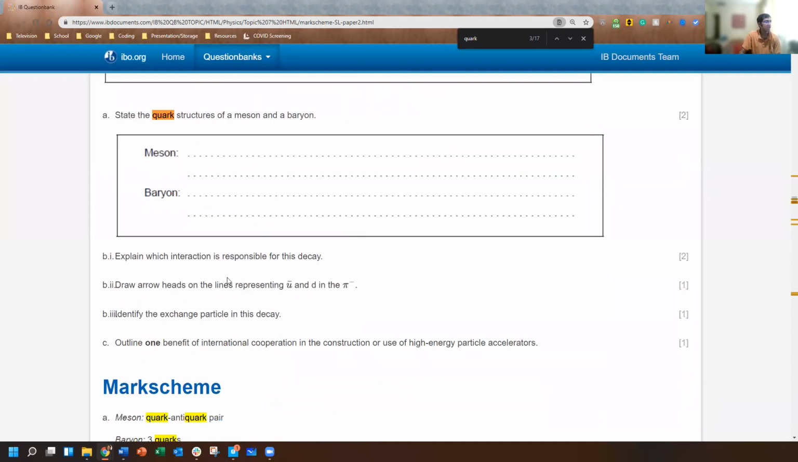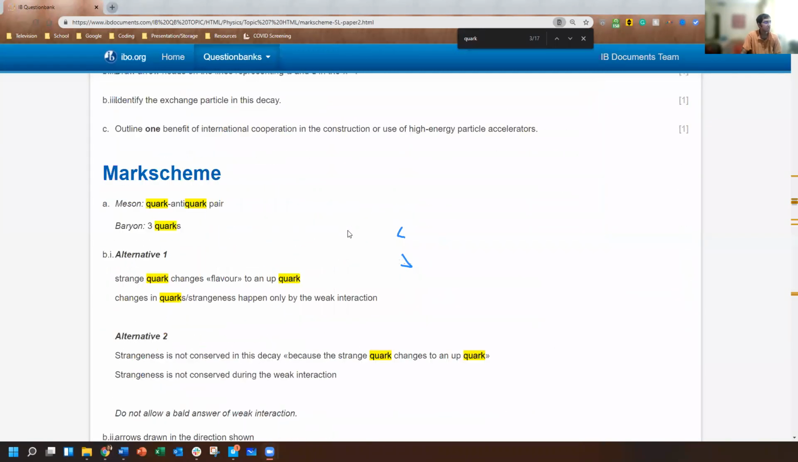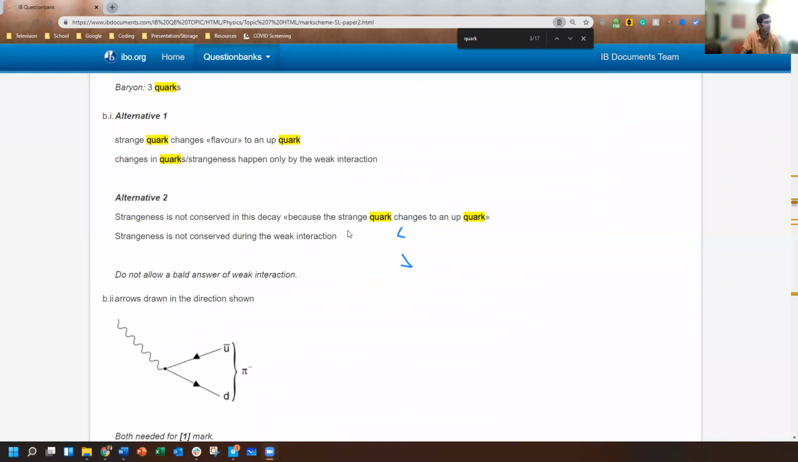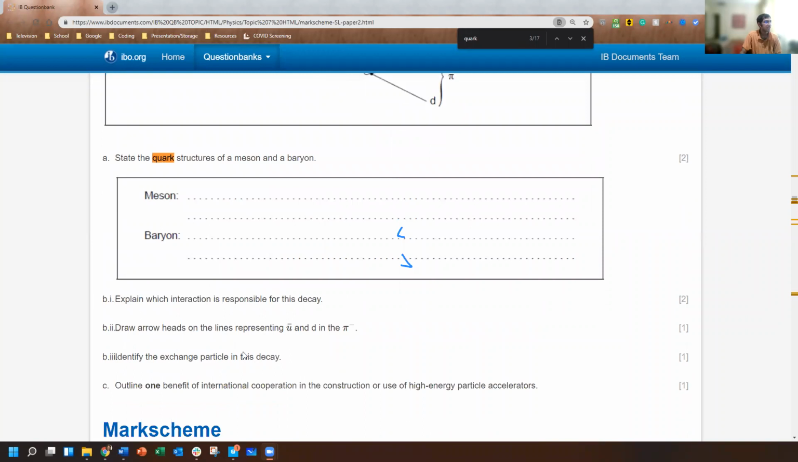So that's weak interaction. Okay, draw arrowheads on the lines representing anti-up and down. So anti-up has to be to the left, I believe, because it's an anti-particle, right? So it has to be to the left, and then down can go to the right. So it's left and then right. Yep, exactly like we showed. Good. And then identify the exchange particle.